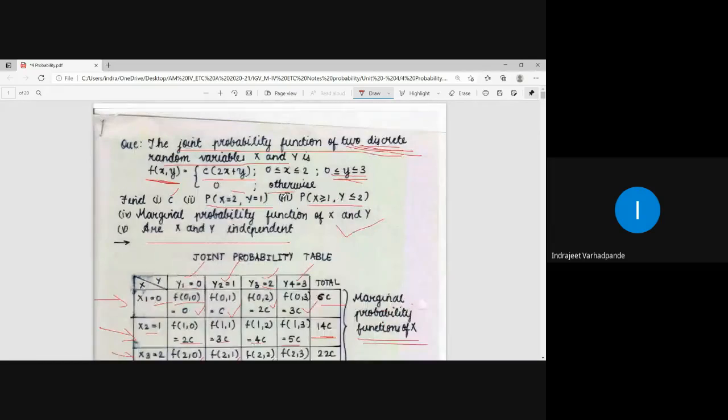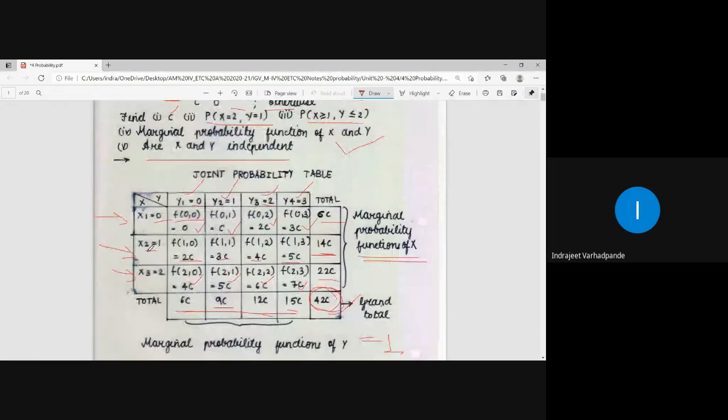For x equal to 2 and y equal to 1, see the table. For x equal to 2 and y equal to 1, what is it equal to?